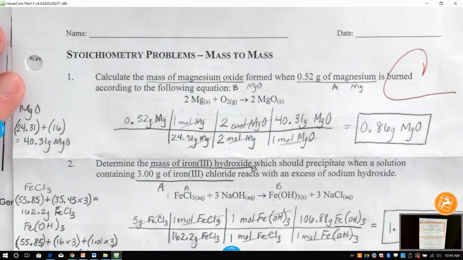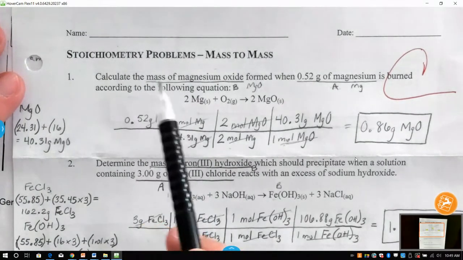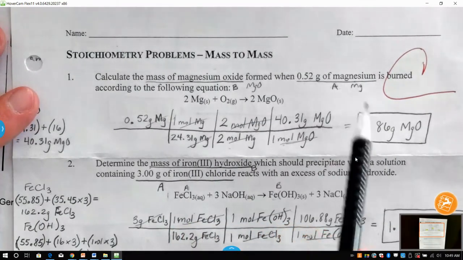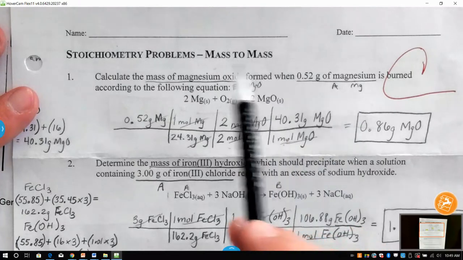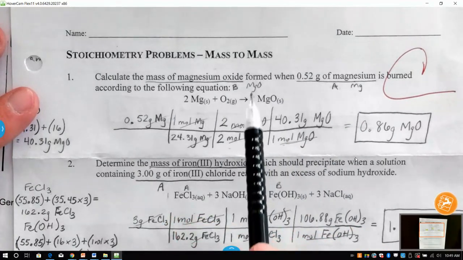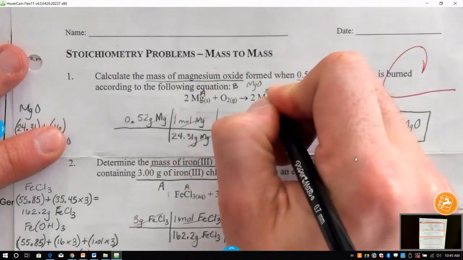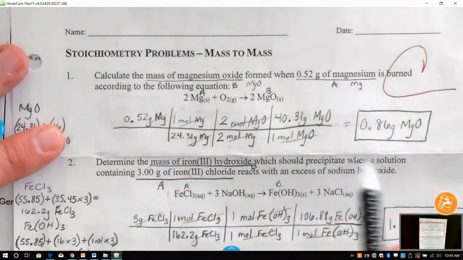All right, we had magnesium oxide. Calculate the mass of that if you were given 0.52 grams of magnesium. So I underlined that. That was my A. I wanted this guy over here. That was B. All right, we can write it as, okay, this is A, this guy is B, and go about it.